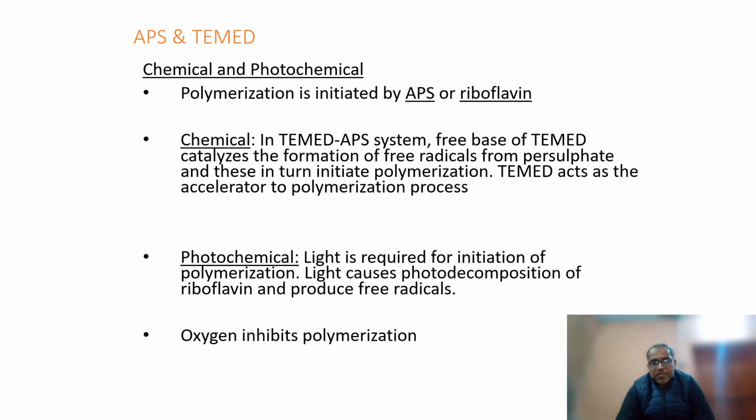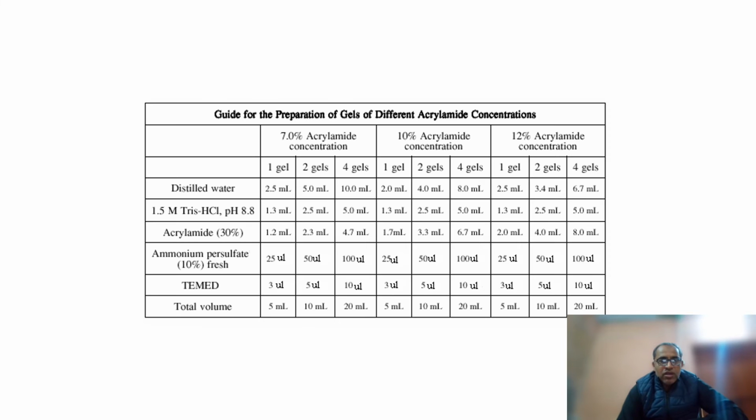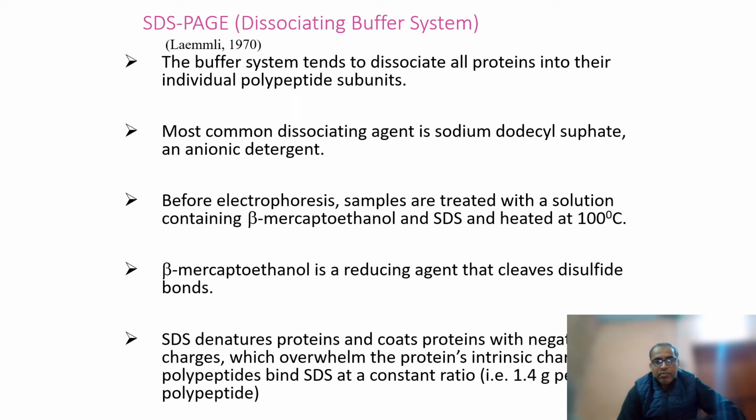We will see in the next slides that there can be different percentages of gel, and the volumes of the components will also be given. For example, for a particular percentage of gel, you can use this much volume of all those components and prepare it. APS and TEMED are the polymerizing agents for acrylamide and bisacrylamide. Here you can see 7%, 10%, and 12% acrylamide gel concentrations.